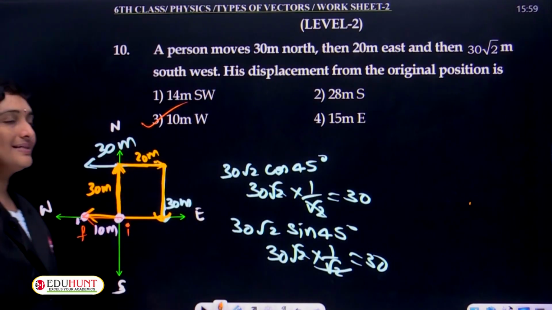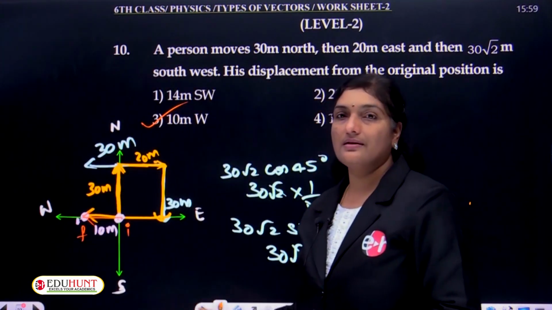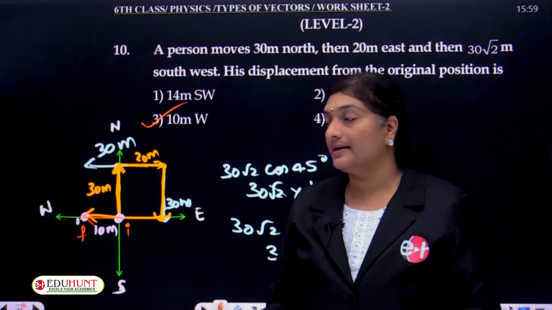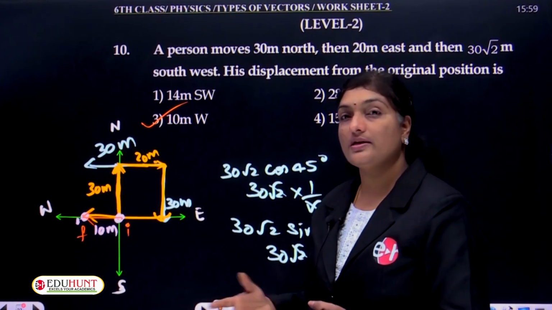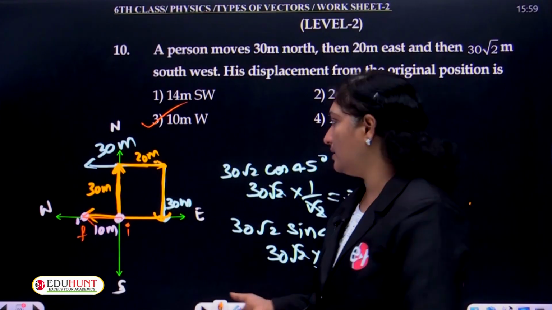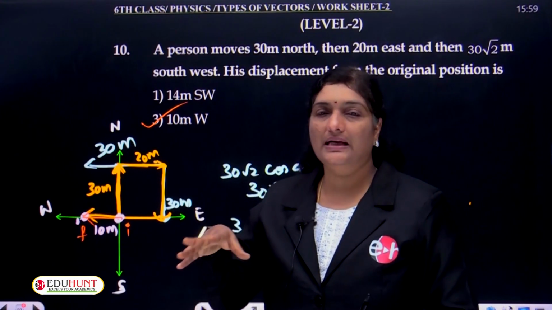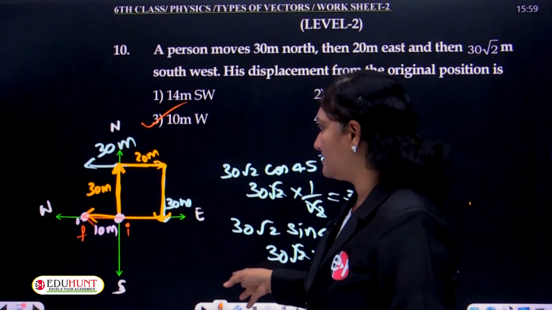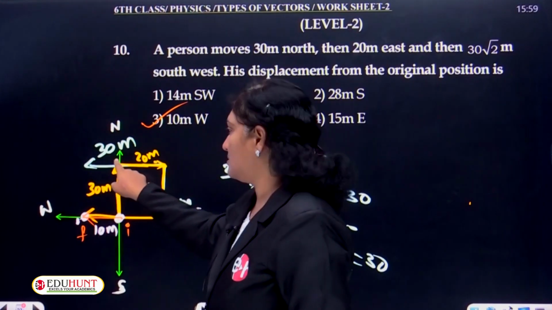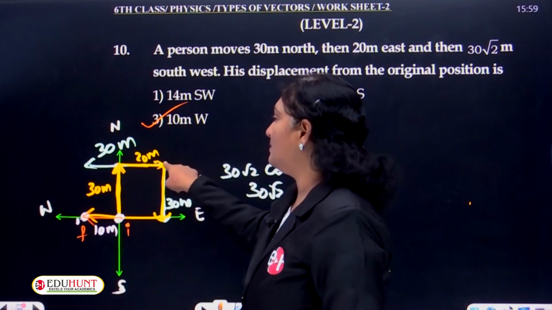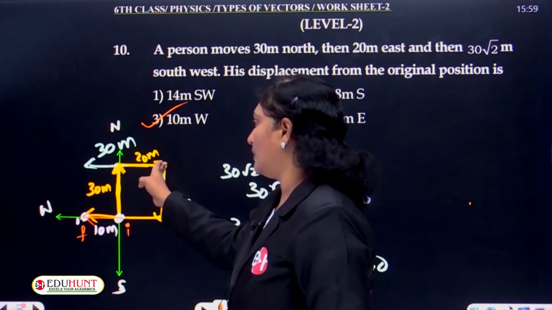So I know it is a little difficult for you to understand, because in order to make you understand this, first of all I need to discuss the components of vectors, resolution of vectors, that you will be learning in the higher classes. But with the help of a simple mathematical reason, you can understand this, children. So what they are saying is, first of all, 30 meters north. So just plot it here. Again, 20 meters east. So this part. So here 30 and here 20.